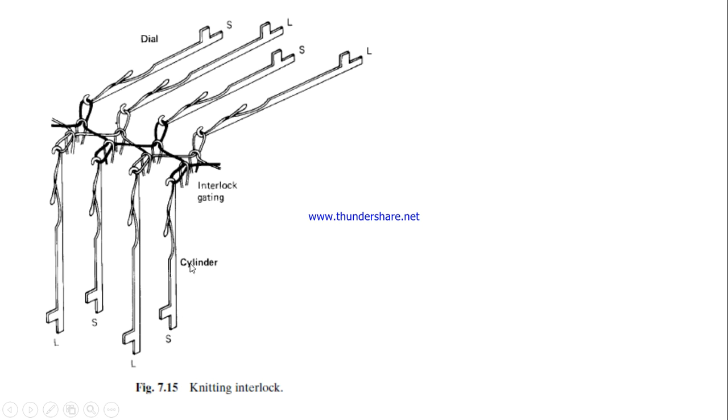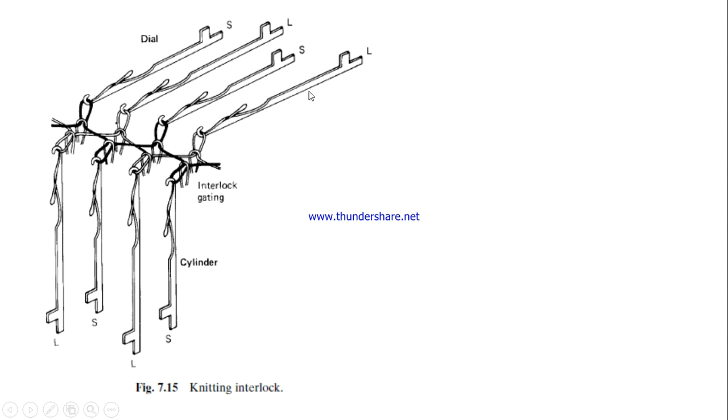In the cylinder there are two sets of needles, as I have already mentioned: a short needle and a long needle. A set of short needles. This is a short needle and this is a short needle, and this is a long needle and this is a long needle. So there will be alternate short and long needles in the cylinder. Similarly in the dial, long and short needles are there. The long needles are controlled by one cam and short needles are controlled by another cam, in both dial and cylinder.